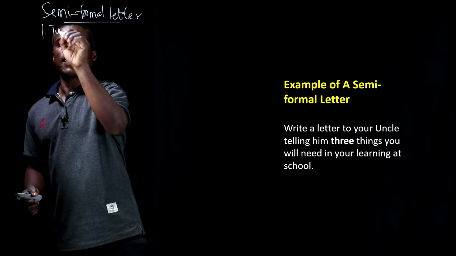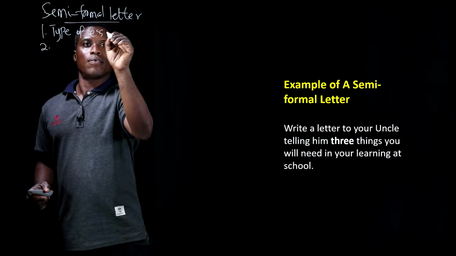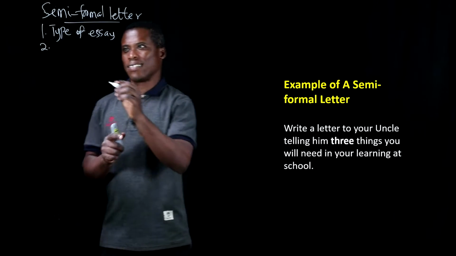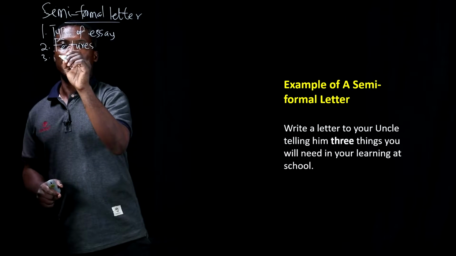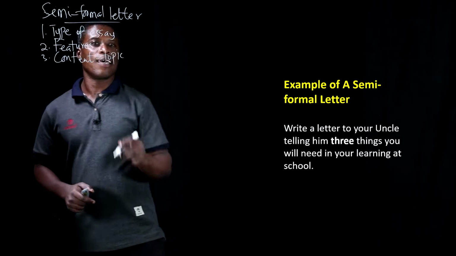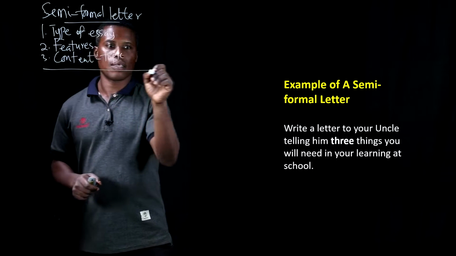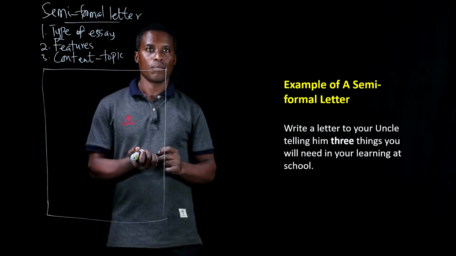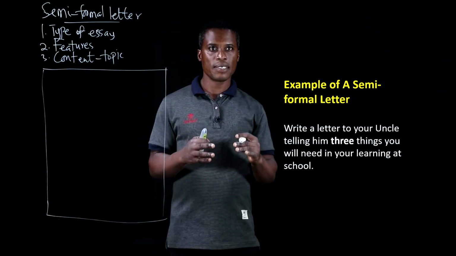So the first one is the type of composition or essay. The next thing is the parts or the features. Then the third one is the content, as I told you earlier on. That is the topic, what the question is requesting. So this is my page. Write a letter to your uncle telling him 3 things you will need in your learning at school.